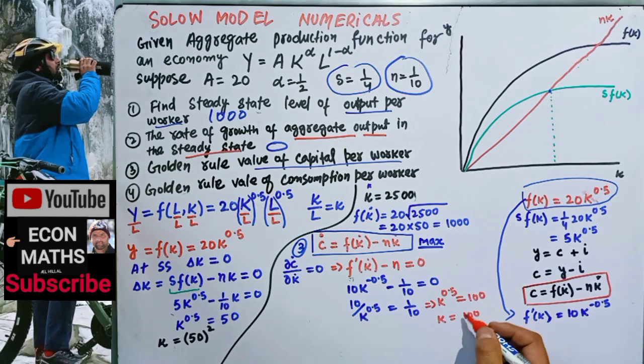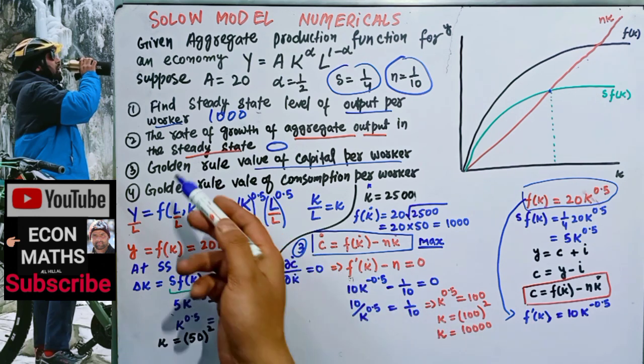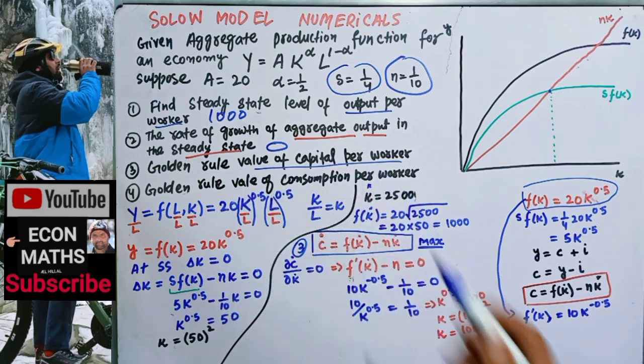Transposing the exponent, it becomes the exponent but reciprocated. That means k will be equal to 100 squared, which is 10,000. That gives us the steady state, rather the golden rule value of capital per worker.